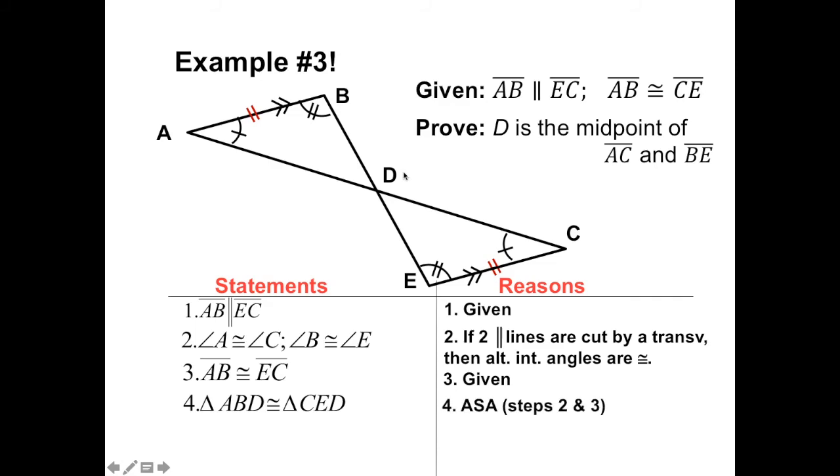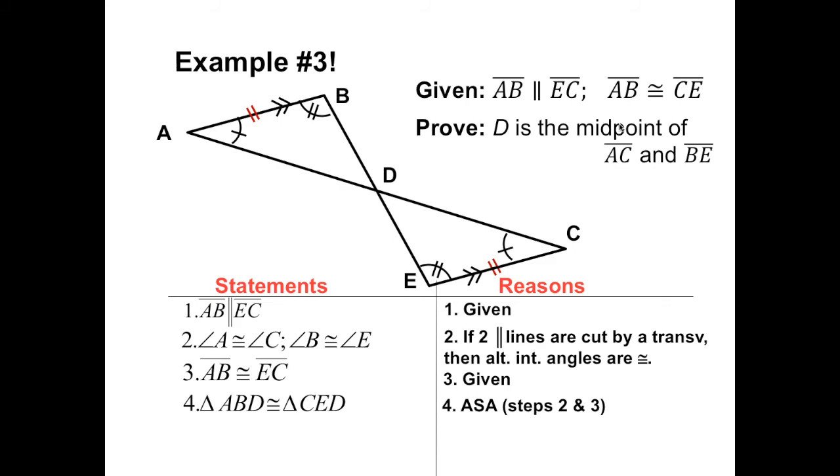That would be the correct correspondence, and it's an ASA congruence right here based on the information we have in steps 2 and 3. Finally, D is the midpoint of AC and BE. Can I actually say that yet? Can I actually just finish this proof? No, it's going to be 2 more steps here, but I am still going to use CPCTC next.